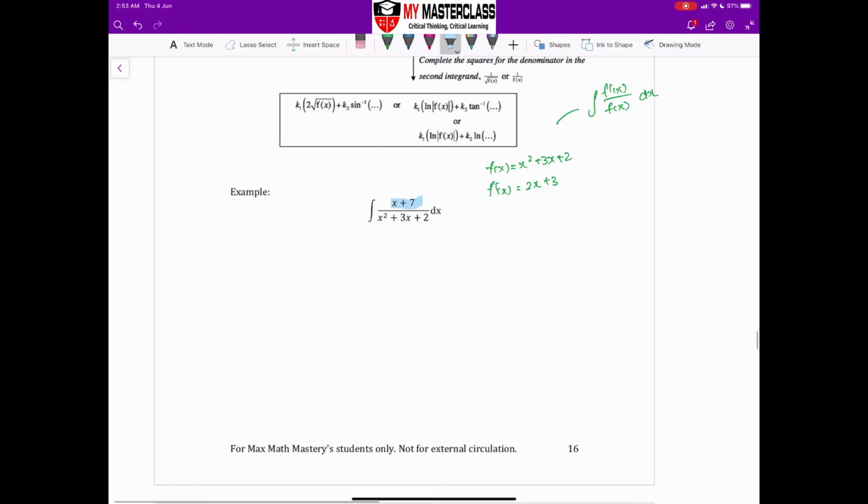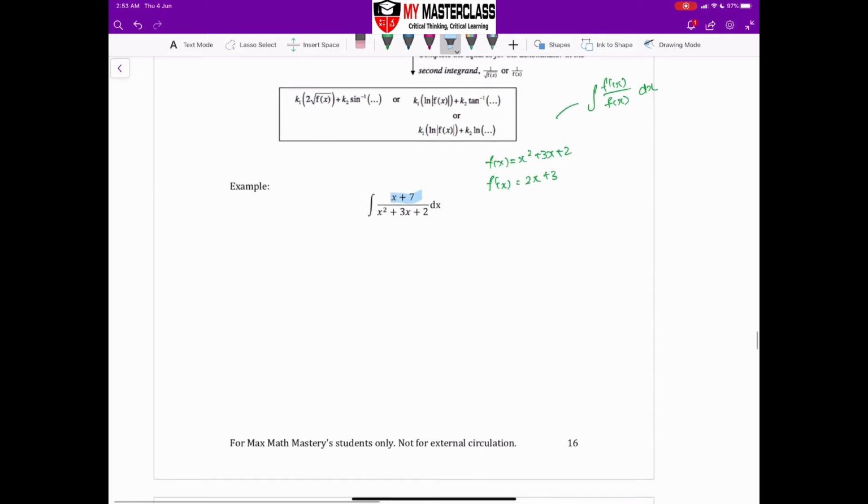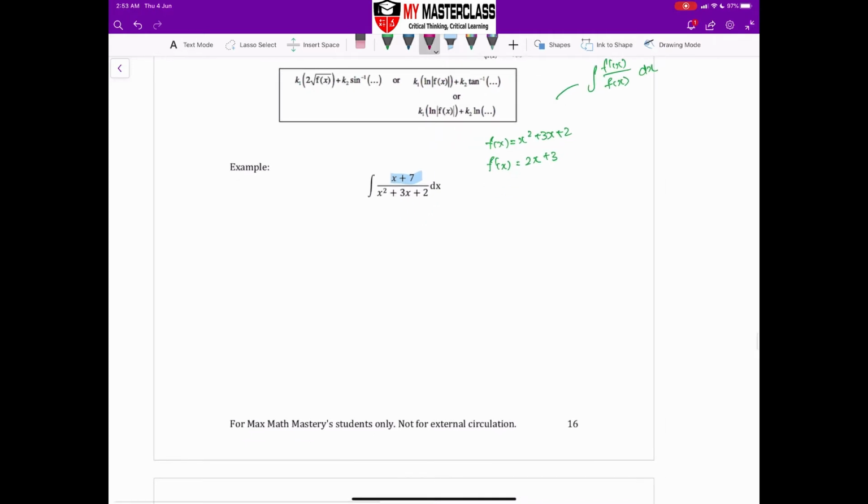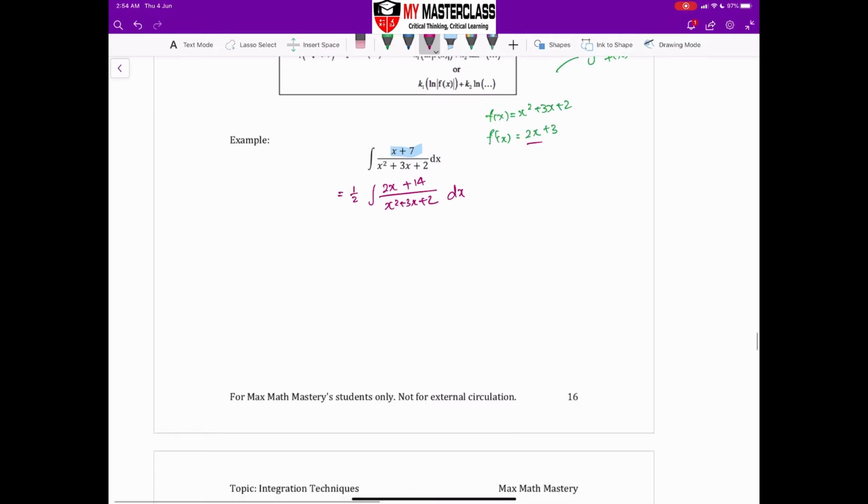It's x plus 7. So what I'm going to do is make sure that I have a 2x in front here. Follow my step here. It's going to be a little bit confusing, but I'm going to do it step by step. So I'm going to introduce a half such that I can have 2x plus 14 over x squared plus 3x plus 2. So great, we have our 2x now, but my numerator is still plus 14, which means that I don't need so much. I only need 2x plus 3. That's why we split the numerator.